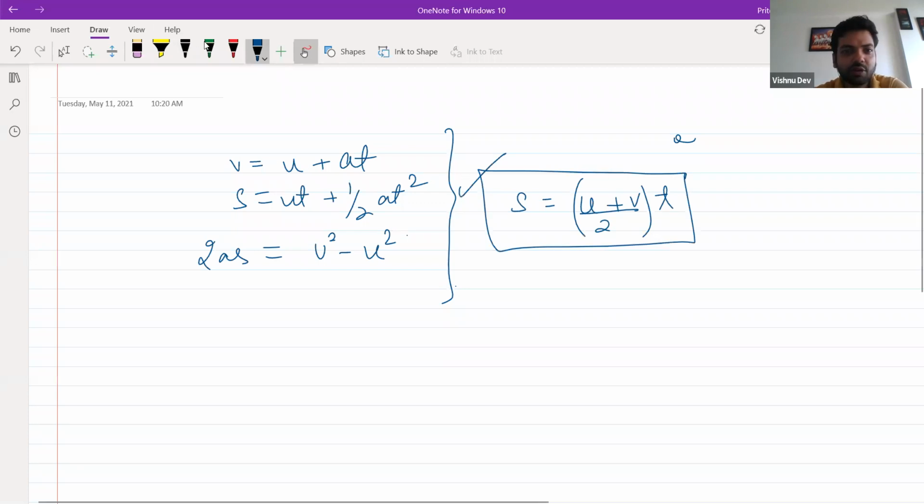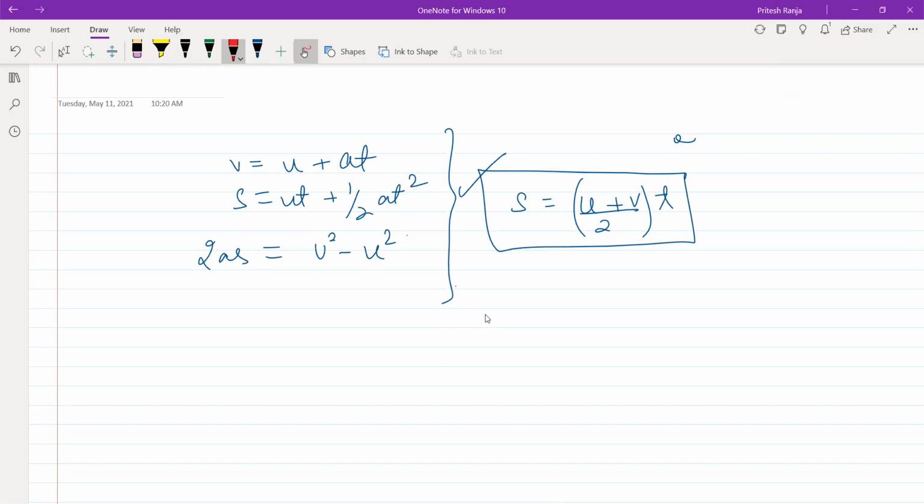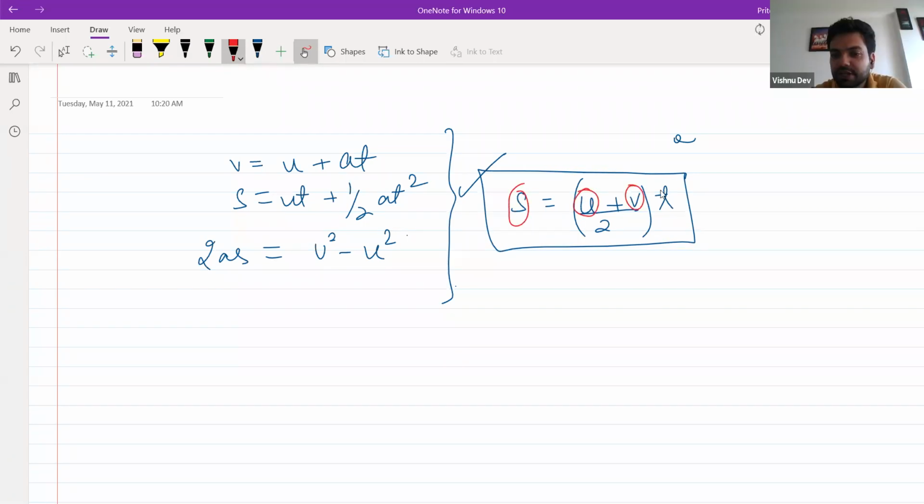Is this equation correct or not? You have to tell me. This equation also relates displacement, the two velocities and the time. This is also the right equation. So how did I obtain this equation? I took the third equation and tried to write it out alternatively.